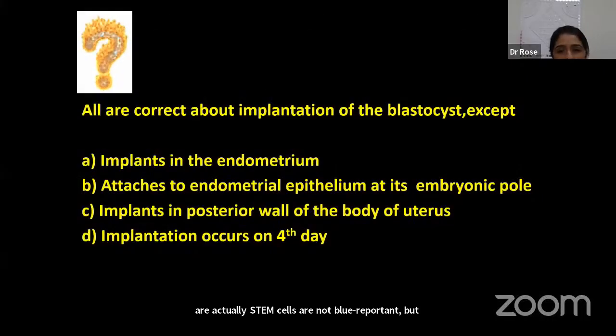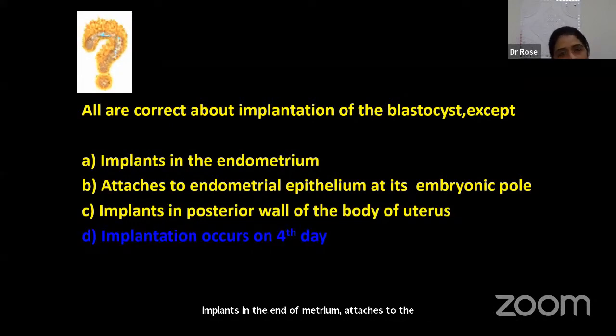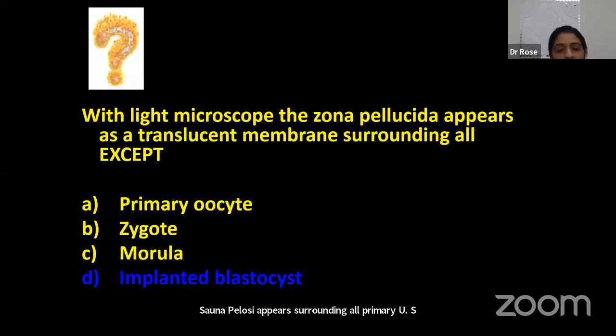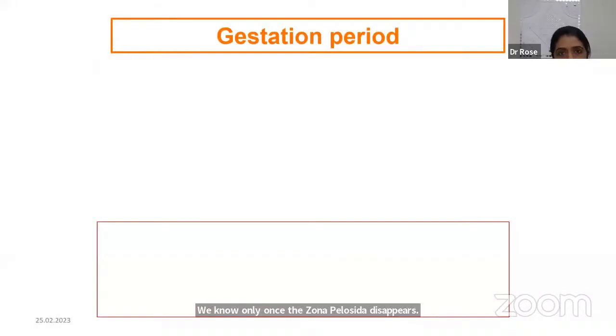All are correct about implantation of blastocyst. It implants in the endometrium, attaches to the endometrium at its embryonic pole, implants in the posterior wall. Implantation occurs on 4th day. It is not the 4th day, it is by the end of 5th day. With light microscope, zona pellucida appears surrounding all: primary oocyte, zygote, morula, implanted blastocyst. We know only once the zona pellucida disappears, the blastocyst can implant. So implanted blastocyst won't be having the zona pellucida.